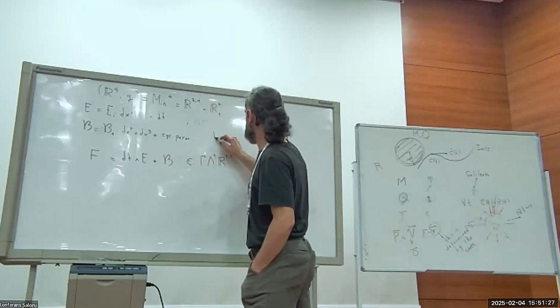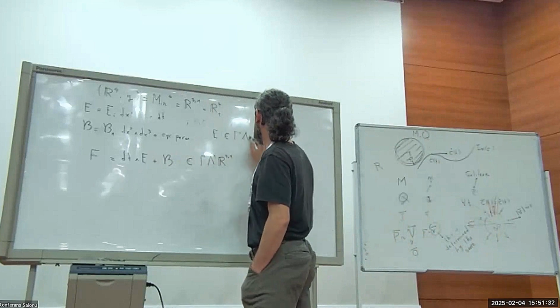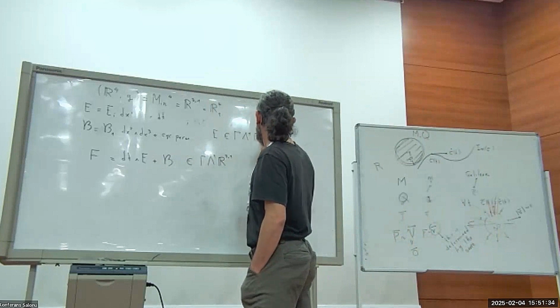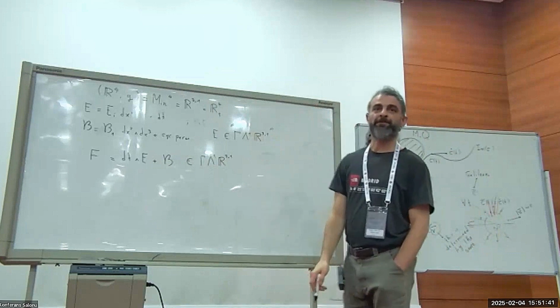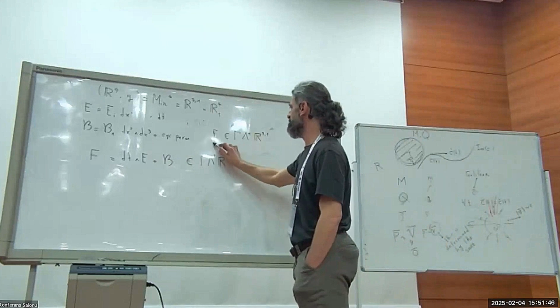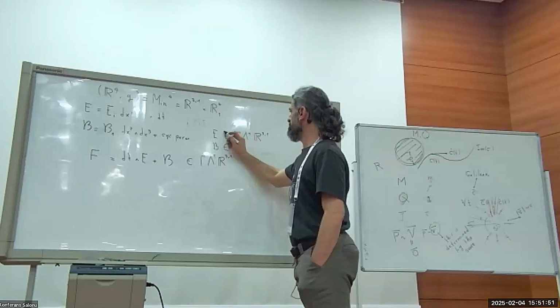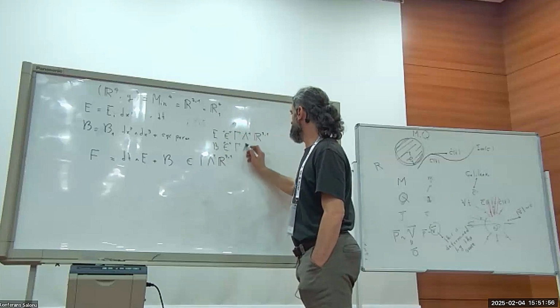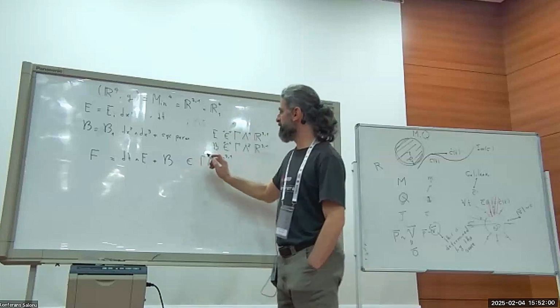Maybe I should write E is an element of the bound form field. But let's put, because they are not by themselves a bound form, and also for B. B is an element, or maybe we can put here. There are no.